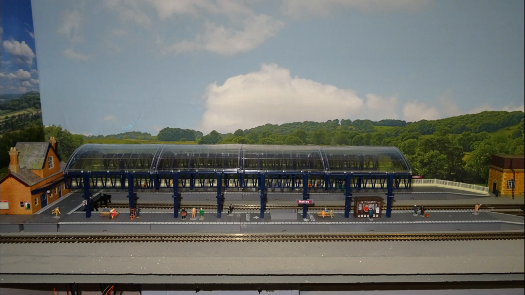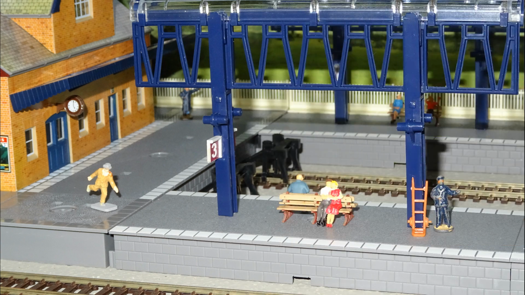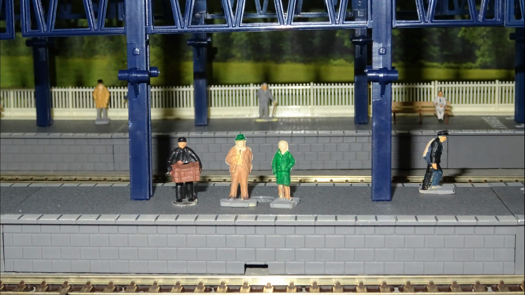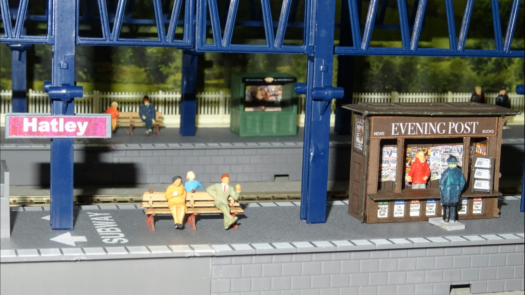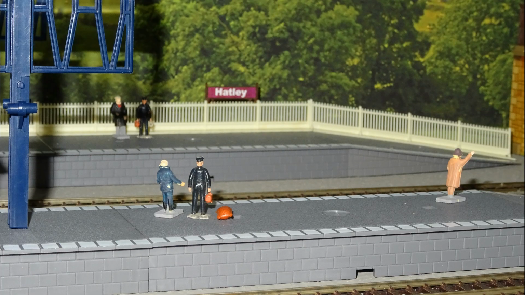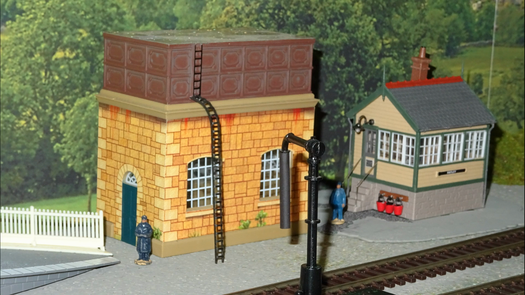Here's Hatley Station, now quite busy. I put seated figures, including the Slater's couple, onto the Metcalfe benches. I put various figures here and there, trying to make them look somewhat as if they were actually doing something, or at least waiting naturally. I put figures into the kiosks, as clearly there needed to be someone inside to sell things. I tended to group the porters with passengers. I put a couple of figures over by the water tower and the signal box.